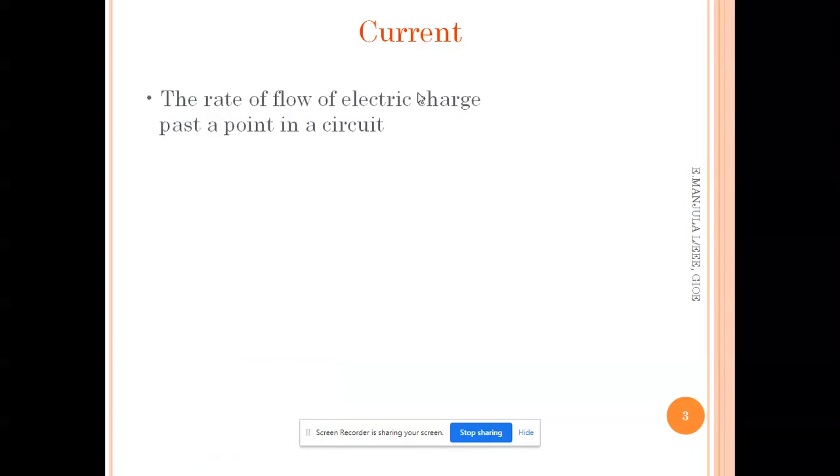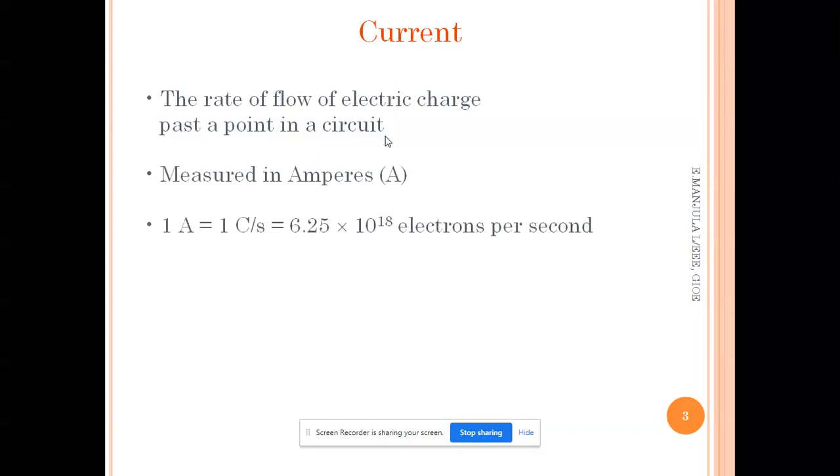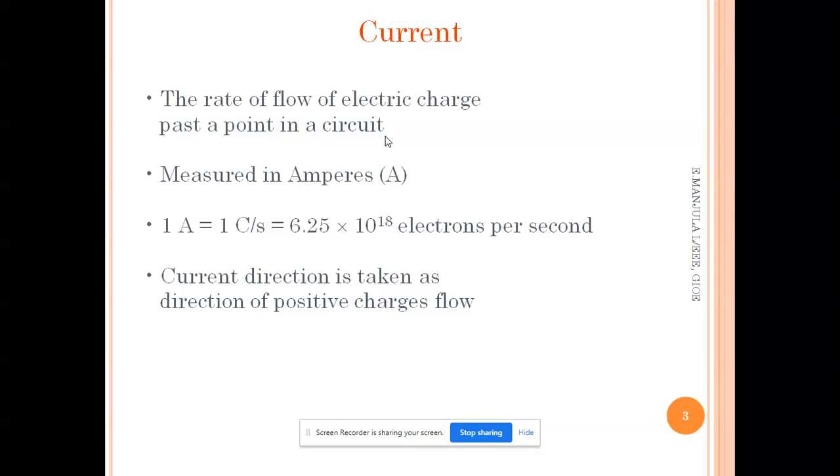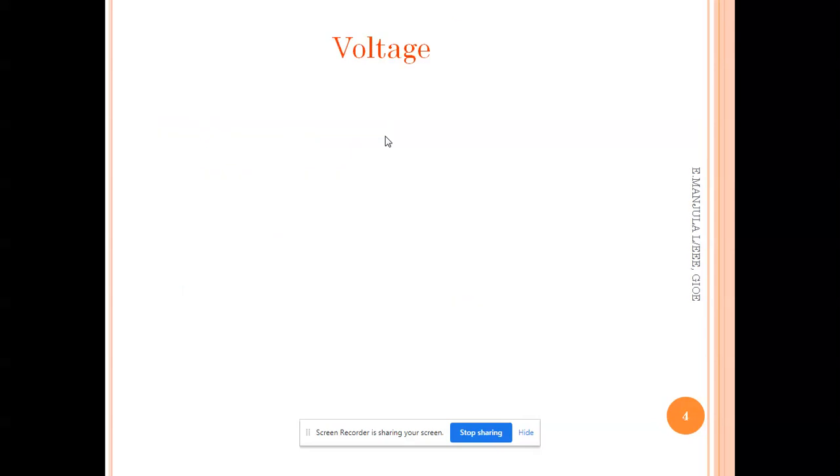So current. What is a current actually? A current is a flow of electrons. The rate of flow of electric charge in a circuit is called current, and it is measured in amperes. Here 1 ampere is equal to 1 coulomb per second, which is equal to 6.25 into 10 to the power of 18 electrons per second. And current direction is taken as the direction of positive charge flow.